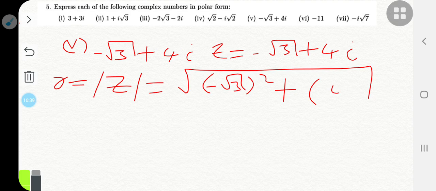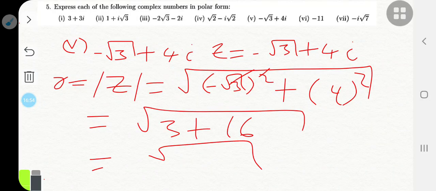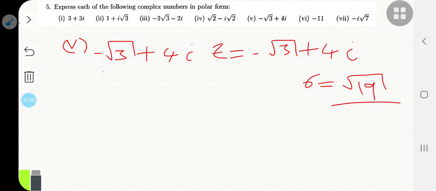I'll just say the negative root of 3 squared plus 4 squared. Then I'm going to have the square root to go. I'll remain with 3, and there I'm going to have 16. From there, I'll just say the root of 19. What's the square root of 19? I don't know. I think we don't have it.